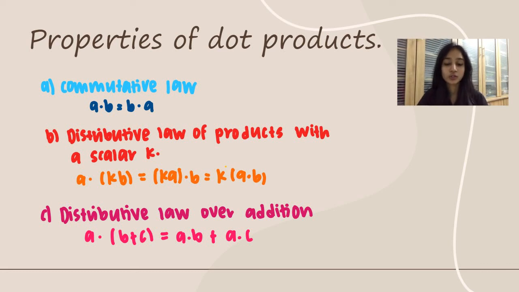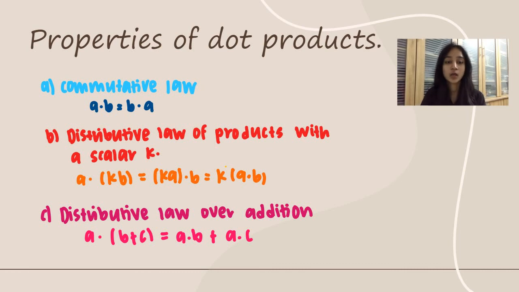Next, we have the distributive law of products with a scalar K. In this law, you times in the vector into the scalar of K and B, which is also equals to scalar K A times with B and equals to scalar K you times with A and B together.